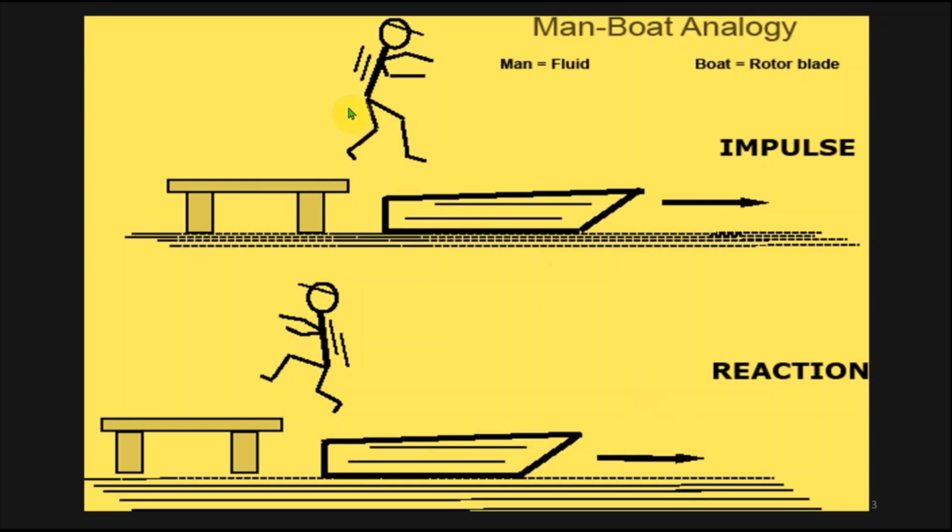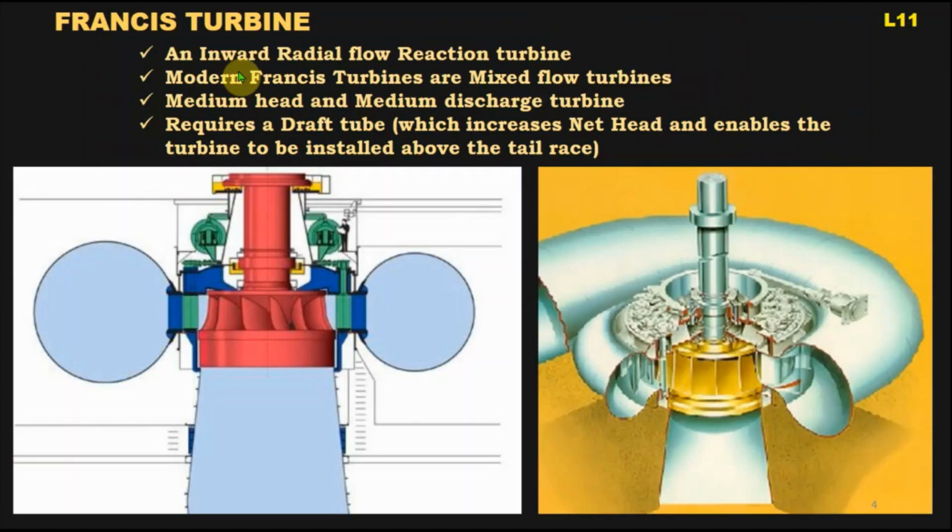Here, as the man jumps into the boat, there is direct impulse. And here, when the man jumps out of the boat, because of the reaction of the man's action, there is a movement to the boat. Here, you can compare the man with the fluid and the boat with the runner vane. Francis turbine is an inward radial flow reaction turbine.